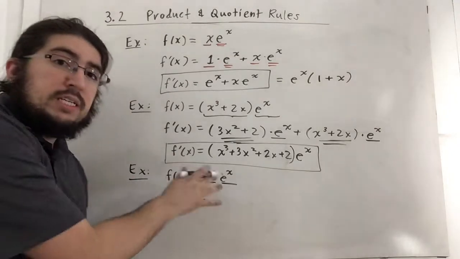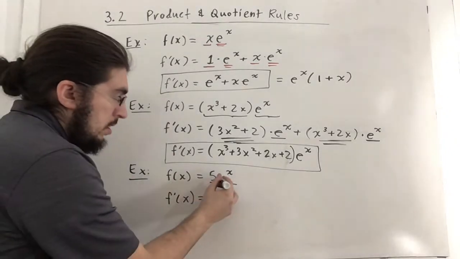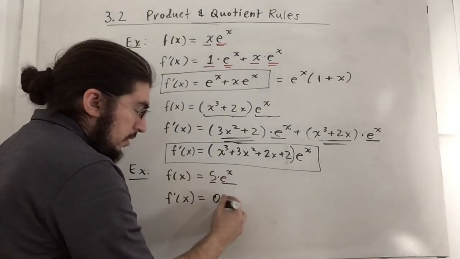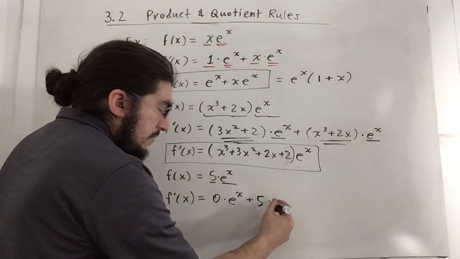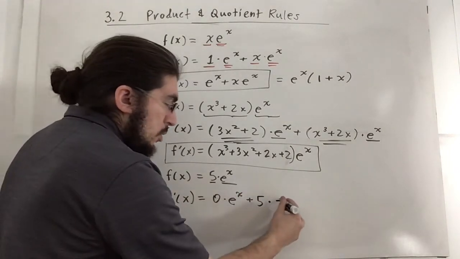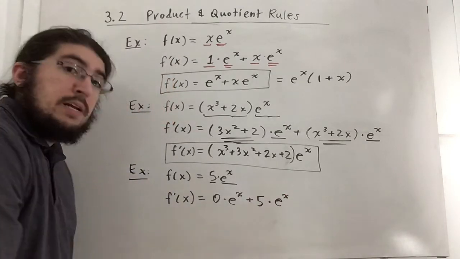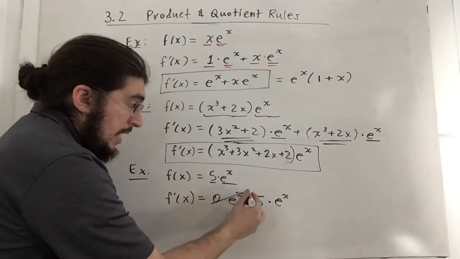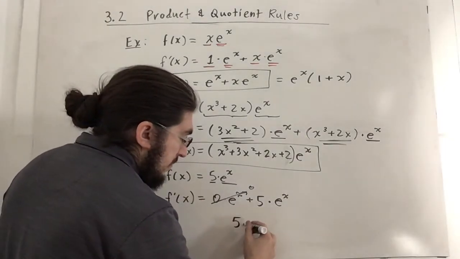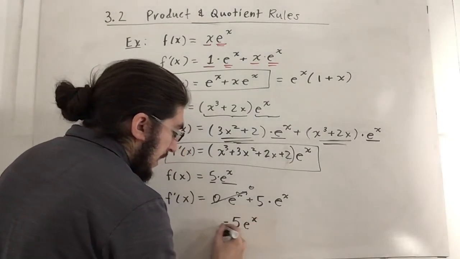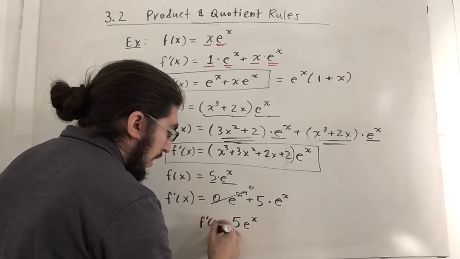So remember, there's a first and second part of the product. The derivative of 5 is 0, times the regular second, e to the x, plus 5, the regular first, times the derivative of the second, which is e to the x. Now notice, in the first term, anything times 0 amounts to 0. So all we're left with as our derivative is 5e to the x, exactly what we expected it to be.